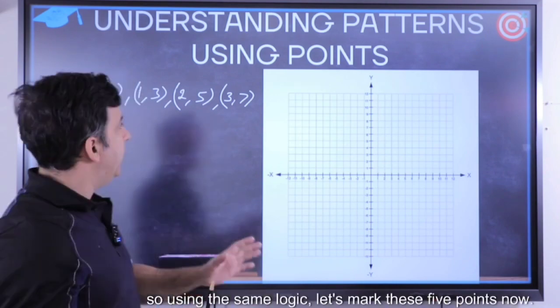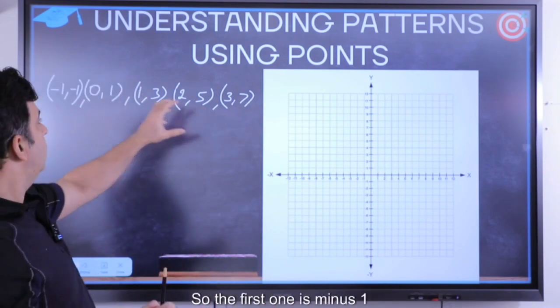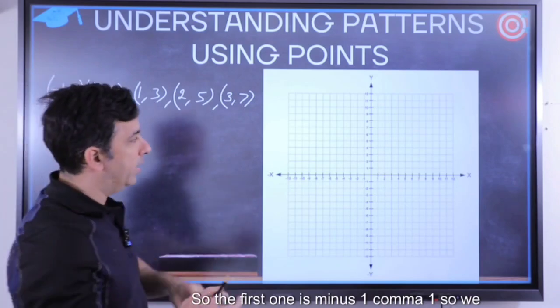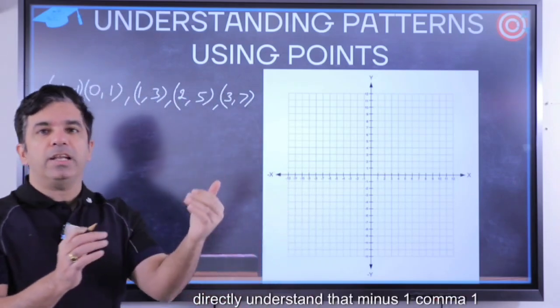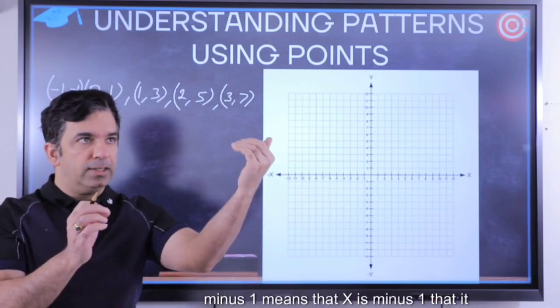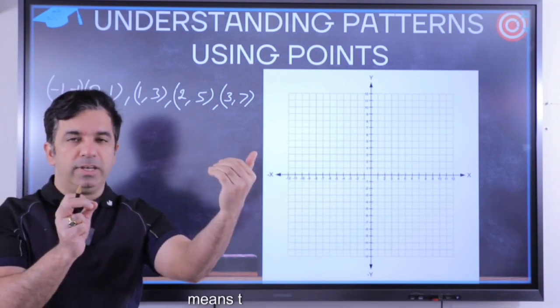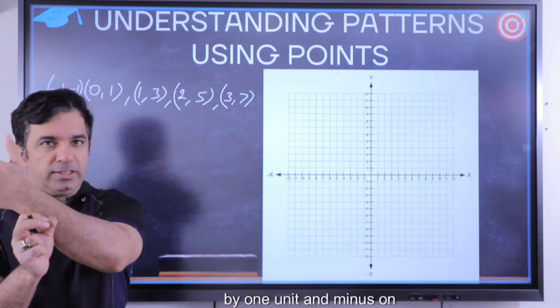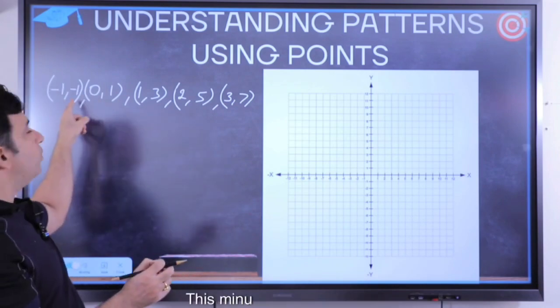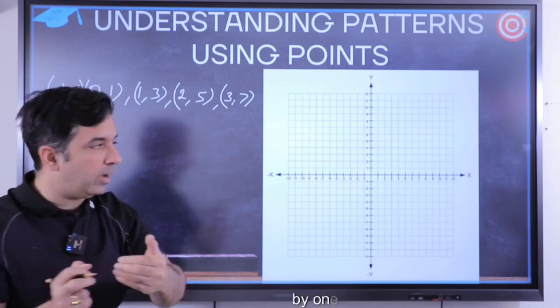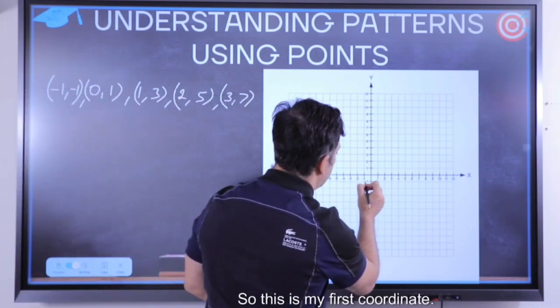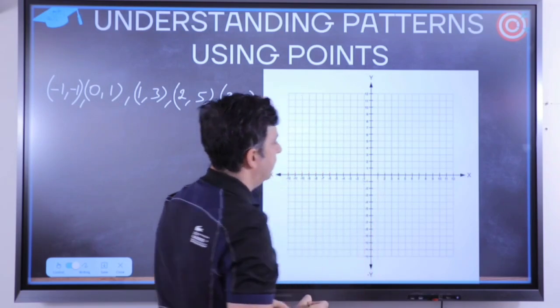Same logic, let's mark these 5 points now. So the first one is minus 1 comma 1. So we directly understand that x is minus 1, which means we have to move towards the left by 1 unit. And y is 1, which means we have to go up by 1 unit. So this is my first coordinate, minus 1 comma 1.